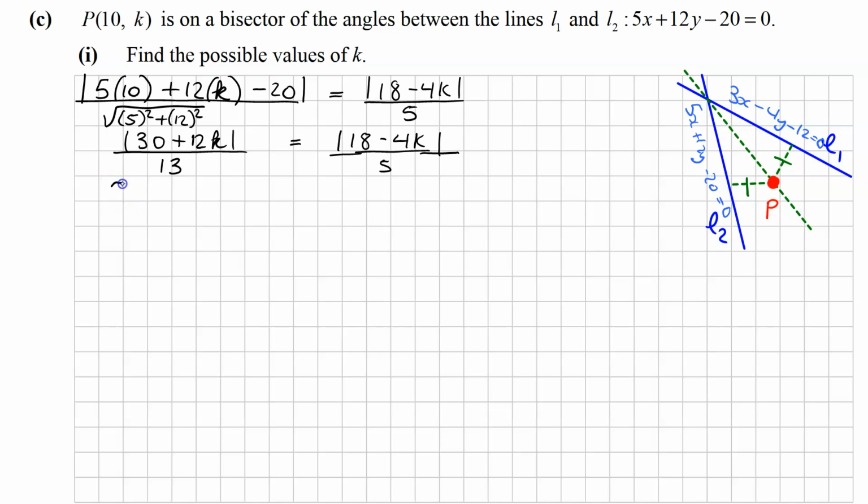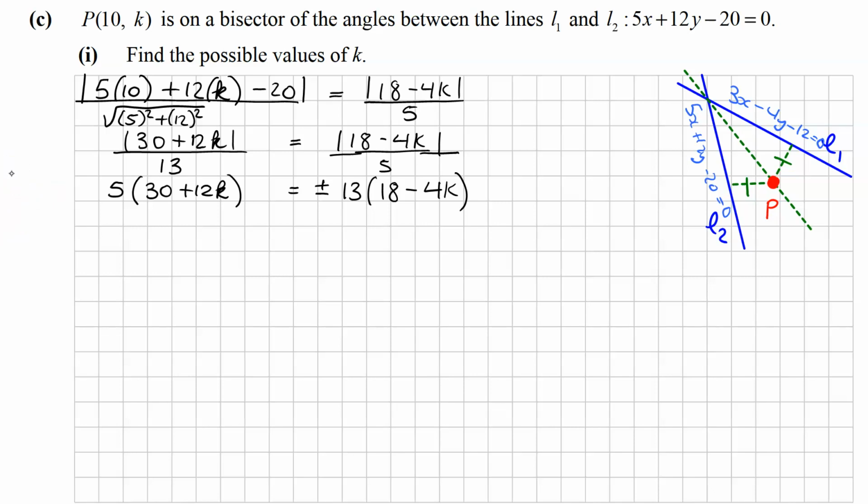I'm going to say 5 times (30 + 12k), dropping my absolute values, is equal to, bringing up the 13, plus or minus 13 times (18 - 4k). This plus or minus takes care of the fact that they both have absolute values. It could have been a plus and a minus, a plus and a plus, a minus and a plus, or a minus and a minus, but all those options are taken care of by a plus and a minus like that. Now we need to do each of these separately.